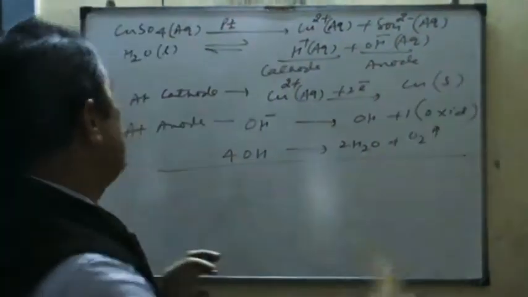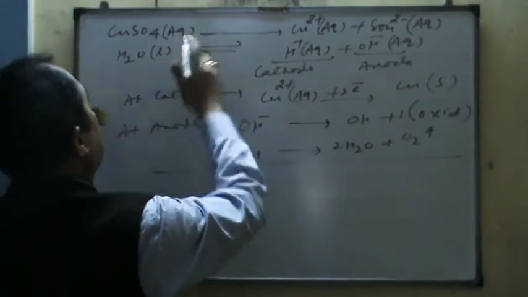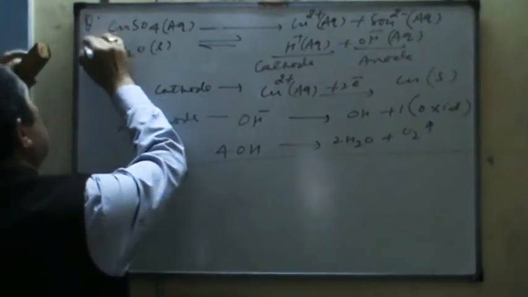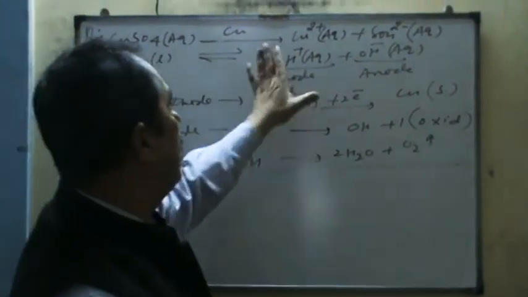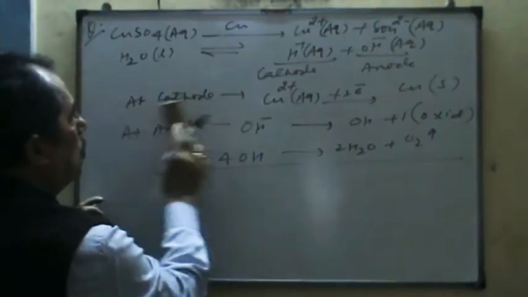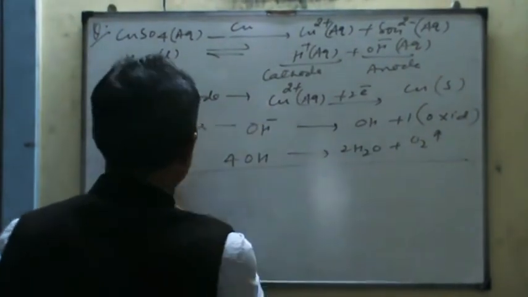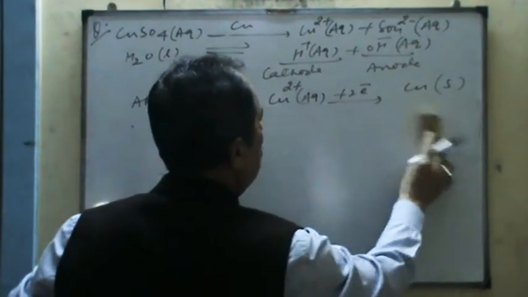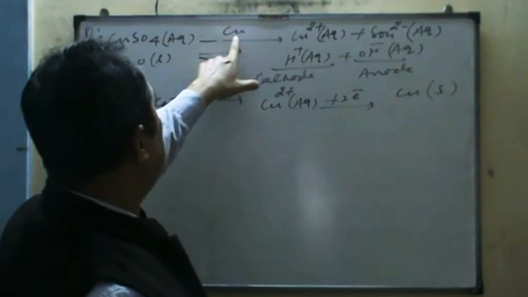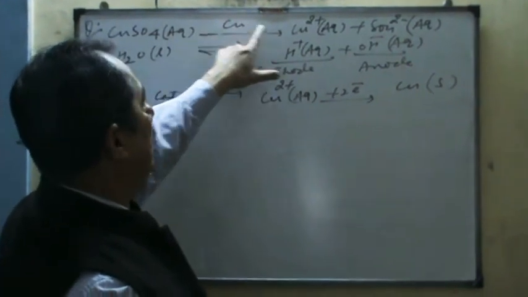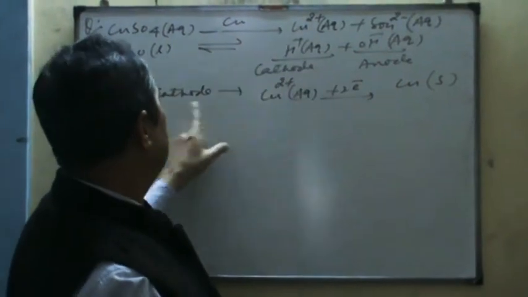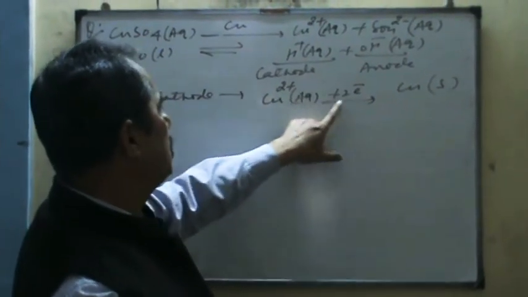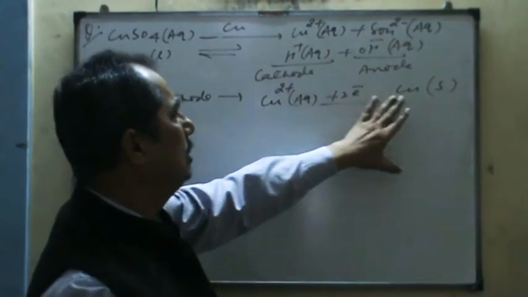Now I can change the question and say: process of electrolysis of copper sulfate with a copper electrode. Then everything will remain the same. But what do you change here? See, copper is an attackable electrode, and here it is again copper. So we don't have any problem. Again the answer is the same: Cu2+ plus 2 electrons gives Cu solid.